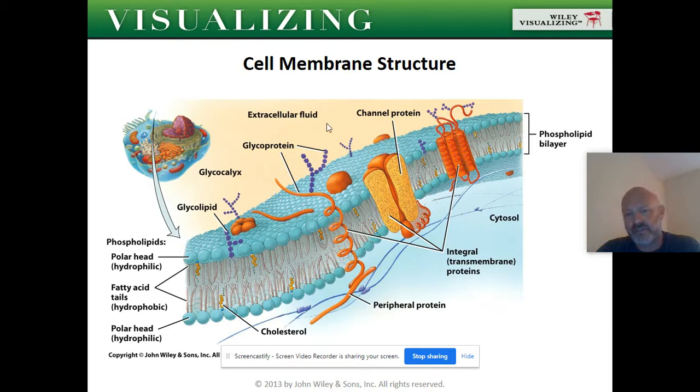Water won't be able to come through here. But water will have its own specific channel protein that will allow it to go from the inside of the cell to the outside of the cell. All right, so a lot of substances, glucose, water, salts, have to pass through these channel proteins that are embedded in the cell membrane in order to go from outside the cell to inside or inside the cell to outside.